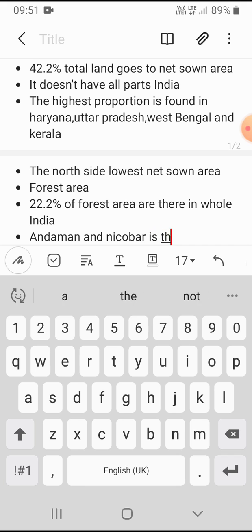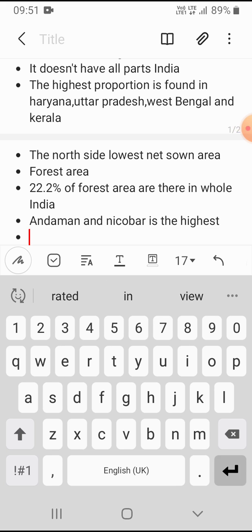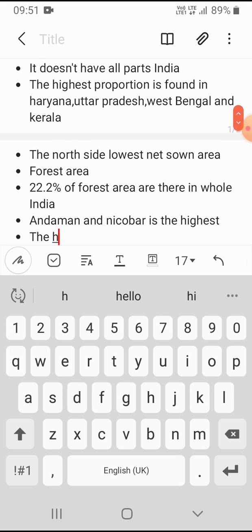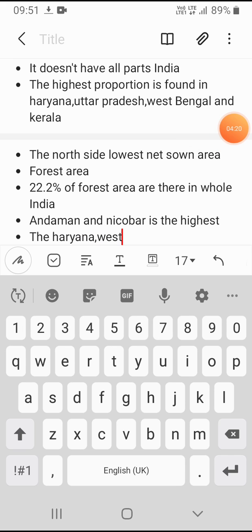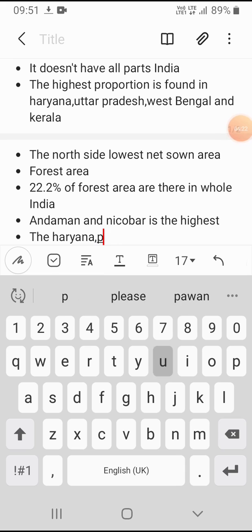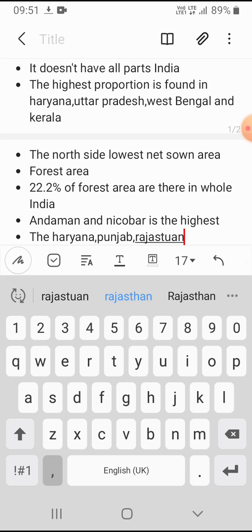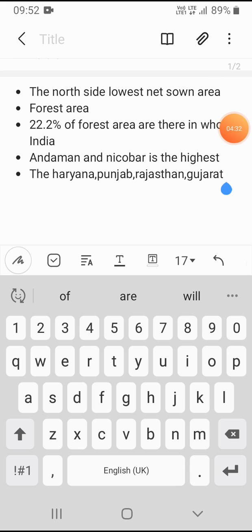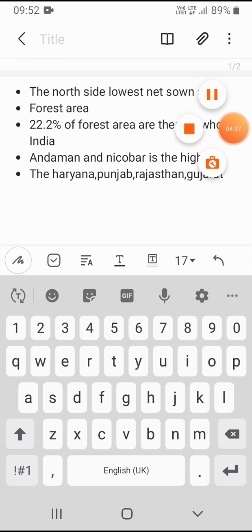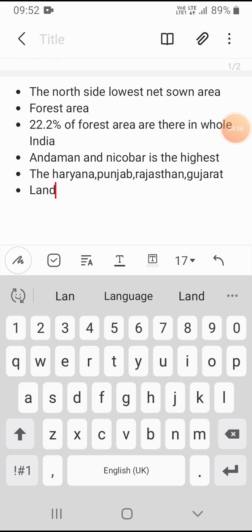It has more forest, whereas Haryana, Punjab, Rajasthan, and Gujarat have the lowest, because they are a little desert. So no huge plants will come there. As in this desert, there will be no forest. Next is land not available for cultivation.